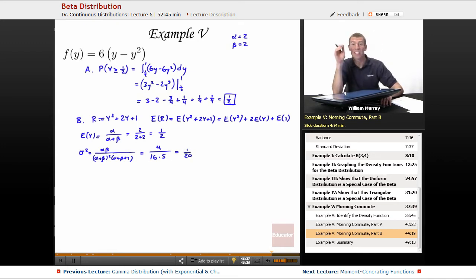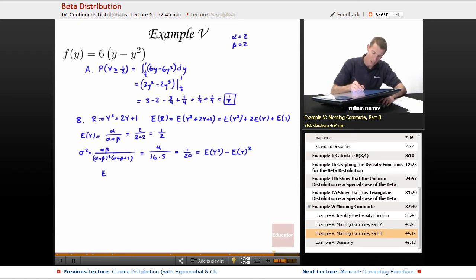Now, that is not the expected value of y squared. That is the variance. But let me remind you how we used to calculate the variance. That's the expected value of y squared minus the expected value of y quantity squared. What we can do is use this to solve for the expected value of y squared. That's kind of an old trick in probability: if you know the variance, you can reverse engineer for e of y squared. So e of y squared is equal to 1/20 plus e of y quantity squared.